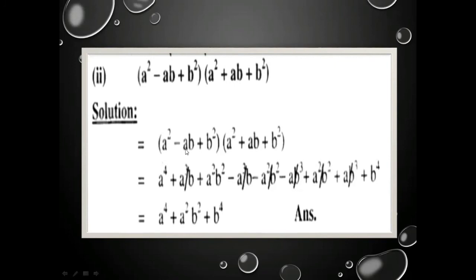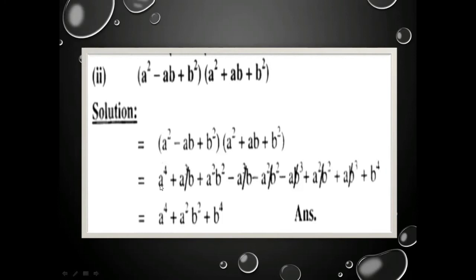The second term is minus ab. Minus ab will multiply by all, giving the answer minus a cube b minus a square b square minus ab cube. The third term is plus b square. This plus b square will multiply by all terms, giving the answer plus a square b square plus ab cube plus b4. Now we see what the like terms are, or how many like terms there are.